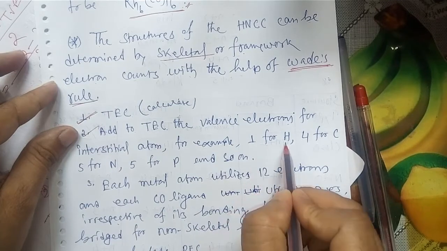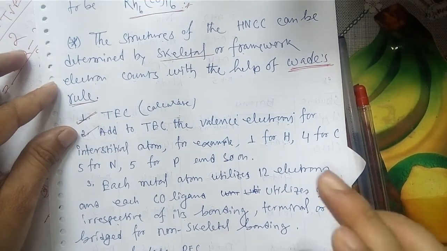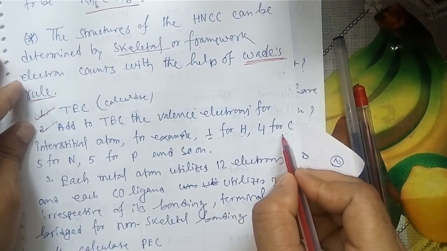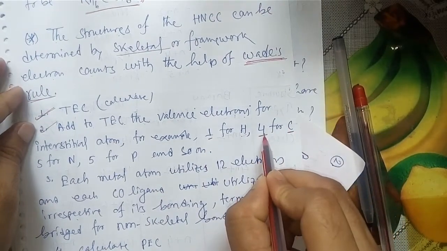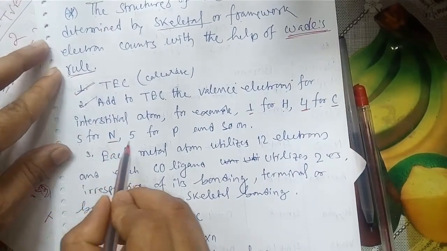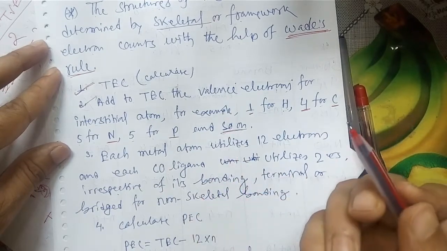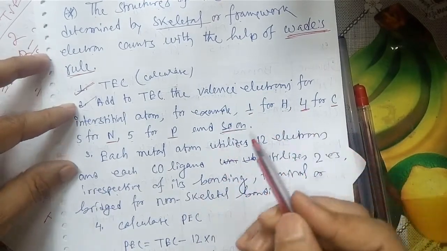For example, hydrogen. How many electrons can hydrogen donate? Only 1. For carbon, how many? 4 for carbon, then 5 for nitrogen, 5 for phosphorus and so on. Okay, this is point number 2.